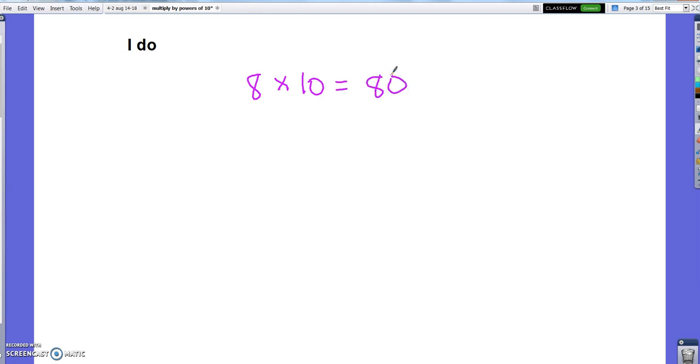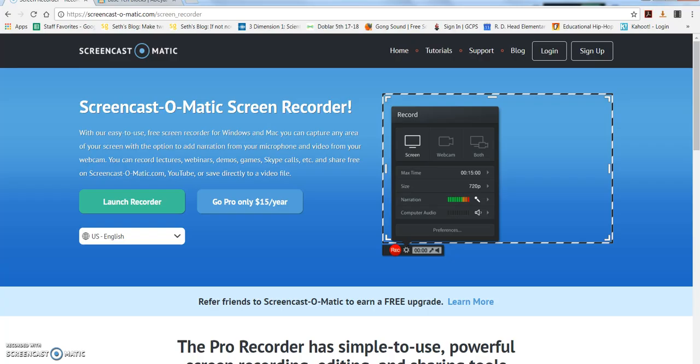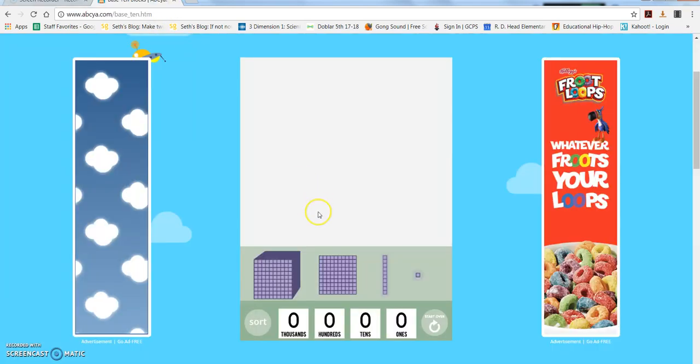And let me just go over real quick why, with some base 10 blocks, so you can see that. 8 times 10 is like I'm going to take the 10 block, and there's going to be 8 of those, 8 sets of 10. 1, 2, 3, 4, 5, 6, 7, 8. 8 times 10 is 80 because it's just like saying I'm going to take 8 groups of these 10, and it's going to make 80. 10, 20, 30, 40, 50, 60, 70, 80. Makes a lot of sense, right?